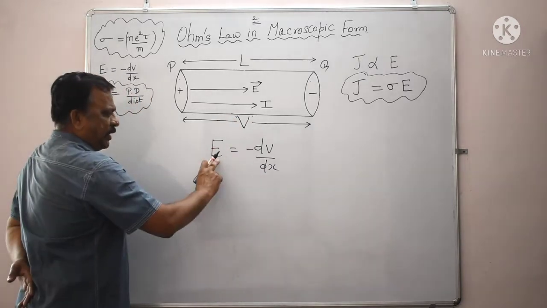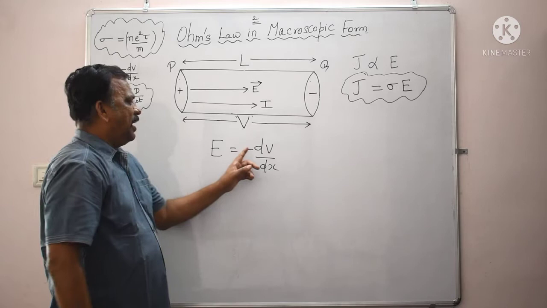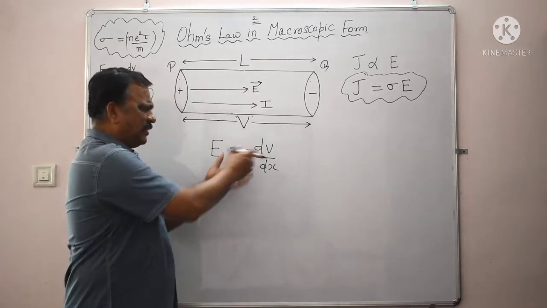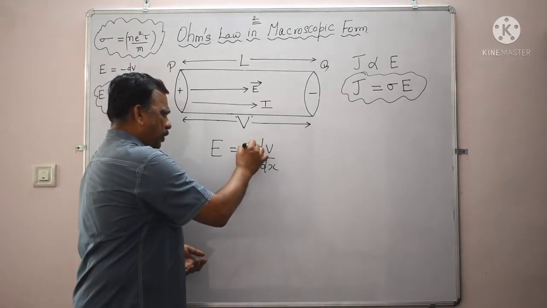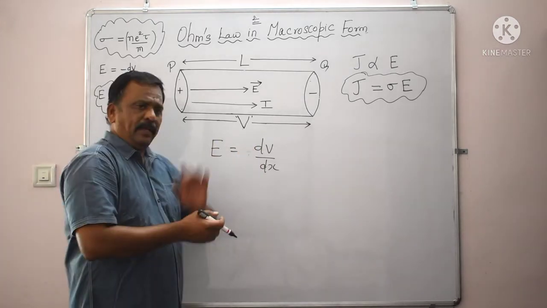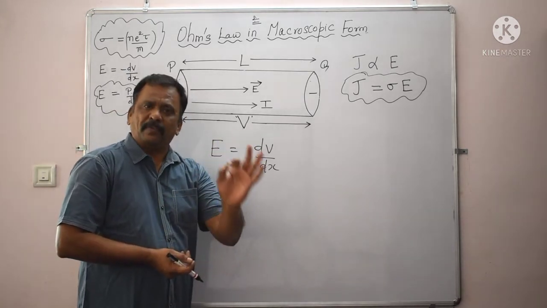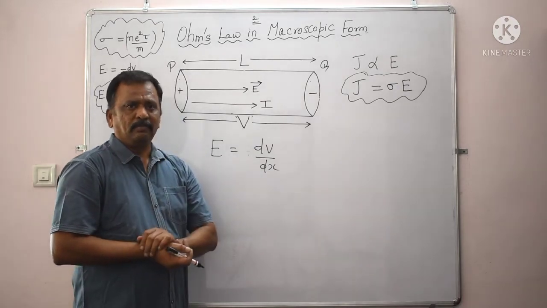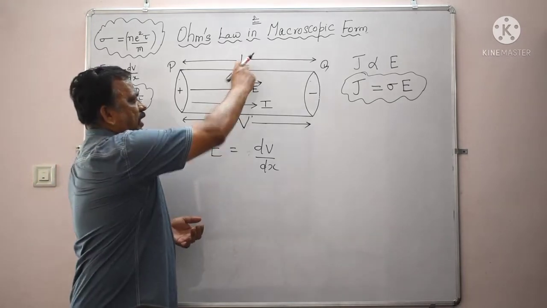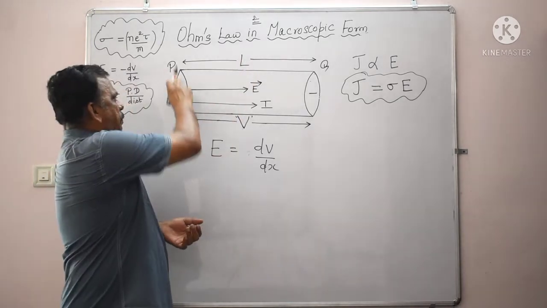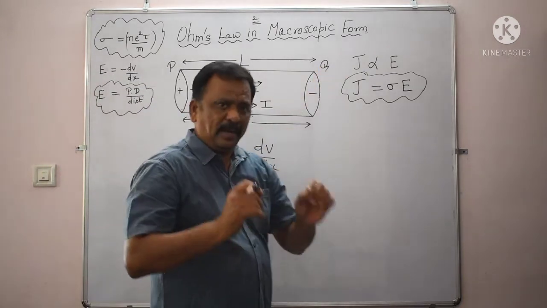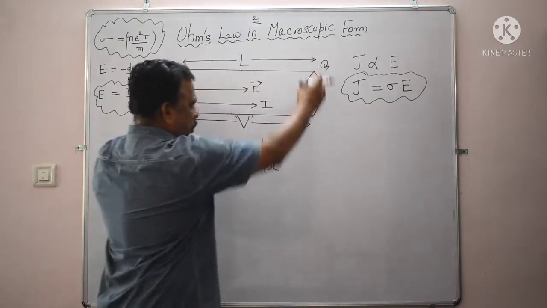The electric field is numerically equal to the negative of the potential gradient. Let me analyze this quantitatively, which means let me omit the negative sign. dV means the potential difference between two points. So here, let me consider a conductor PQ. The length of the conductor is L. Let P be connected to the positive of the battery, and let Q be connected with the negative of the battery. The battery is not shown in the diagram.